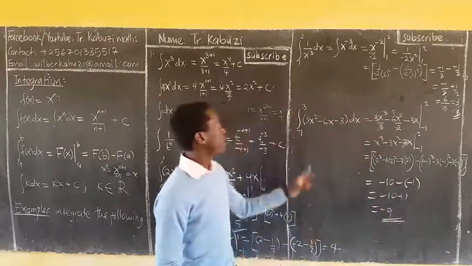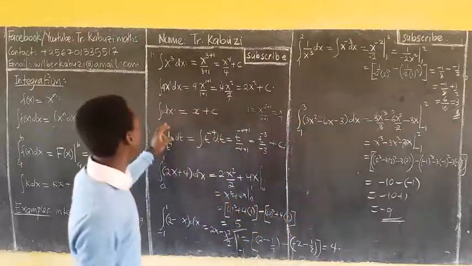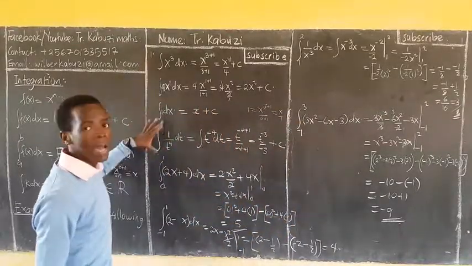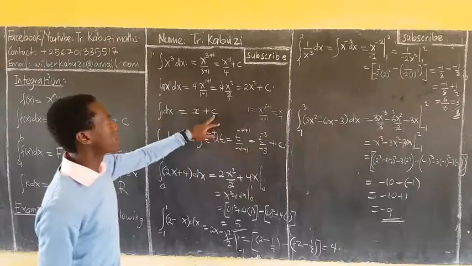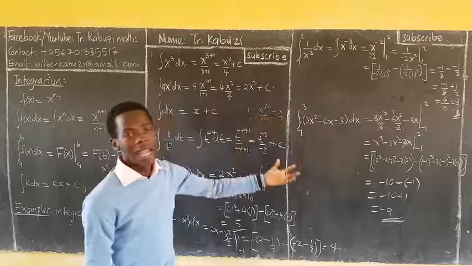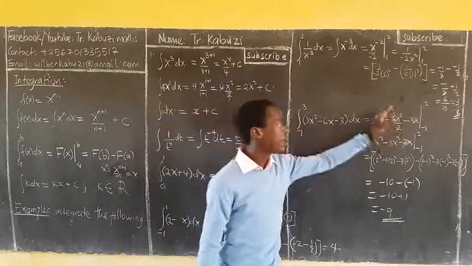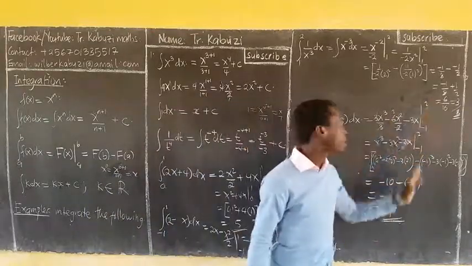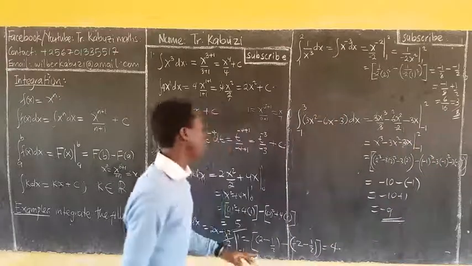So that's the difference when we have the limits and when we don't have the limits. These ones without limits are called indefinite, and we put a constant of integration. These ones with limits are called definite integrals, and we evaluate them. For them, we have specific answers.